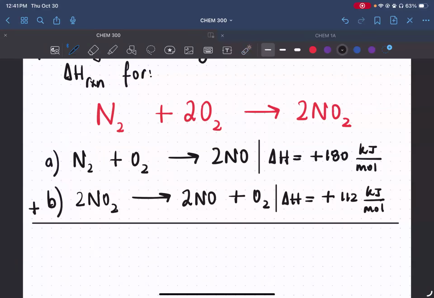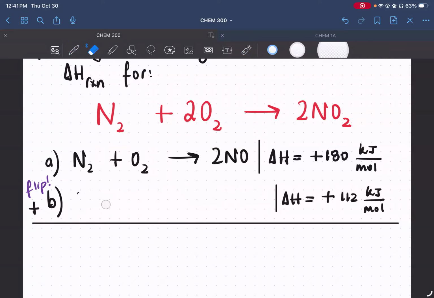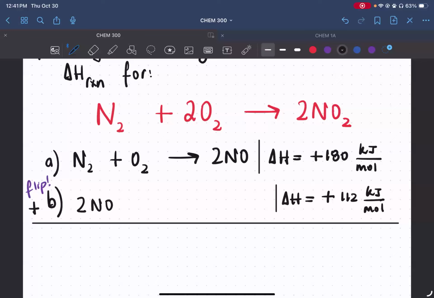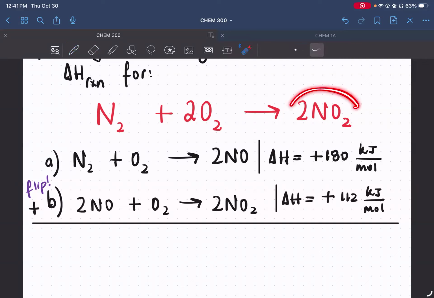And this is just a very simple flip. We are going to flip this equation, literally transposing left and right, such that this is 2NO added to O2 gives us 2NO2. By flipping the equation, we get the chemical on the desired side.